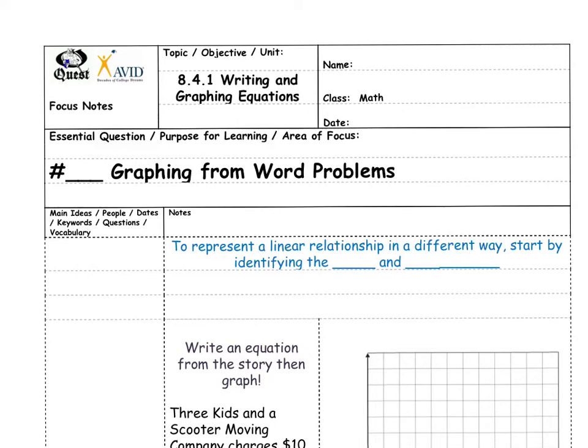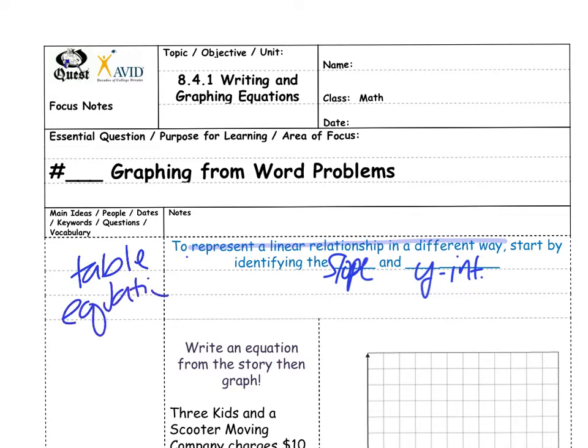Today's notes are going to be focused on graphing from a word problem. And every time we're going to graph, we always start by identifying two things. So we are going to identify the slope and the y-intercept. If we know those two things, we can represent that linear relationship in a variety of ways. We could make a table, an equation, we could make a graph, and we could also answer a variety of questions.